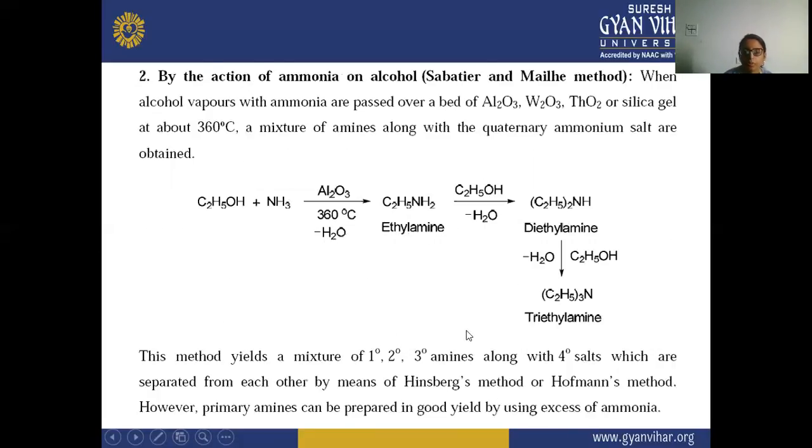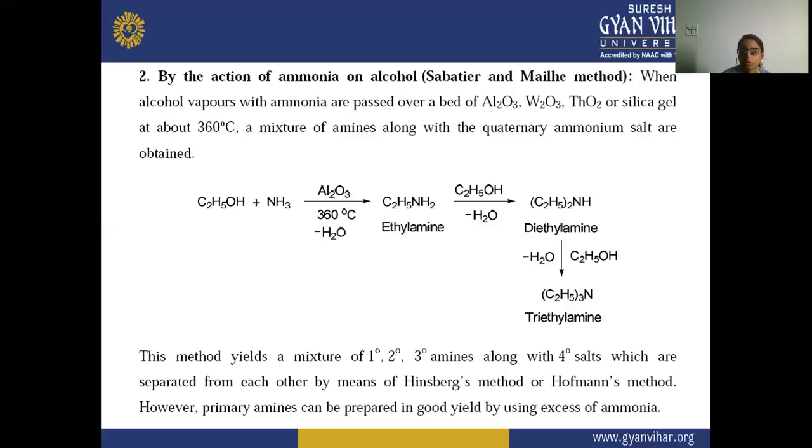Next is by the action of ammonia on alcohol. This method is also known as the Sabatier and Mailhe method. In this, when alcohol vapors with ammonia are passed over a bed of alumina or silica gel at about 360 degrees centigrade, there is the formation of a mixture of amines along with quaternary ammonium salts. So in this, C2H5OH plus ammonia reacts over alumina at 360 degrees centigrade, there is a removal of a water molecule, and there is a formation of ethylamine.